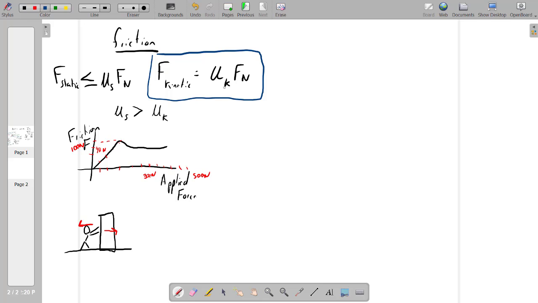Remember that this is a demonstration of Newton's third law, which says that if you push on something, it pushes back on you. And note that these are two forces, but they're on two different objects. You feel one force, the refrigerator feels one force.